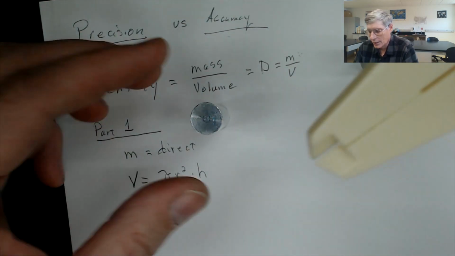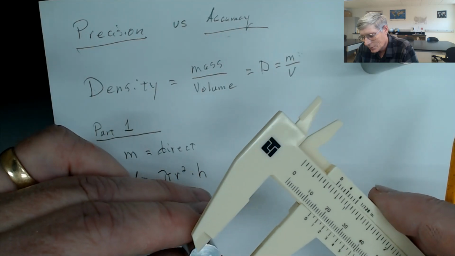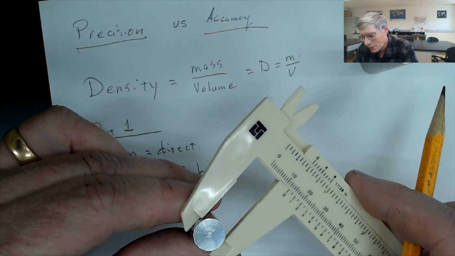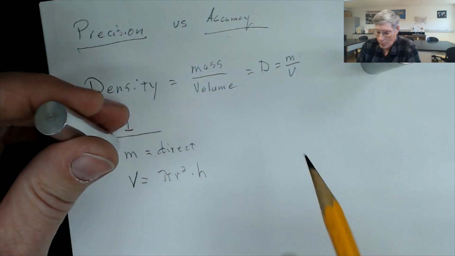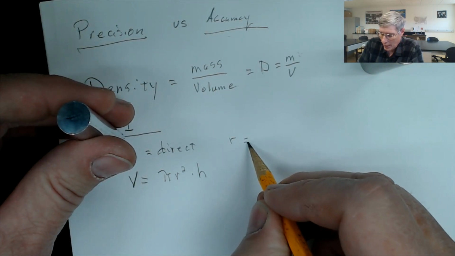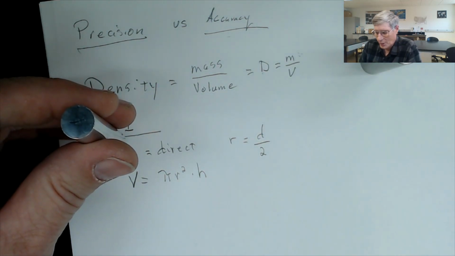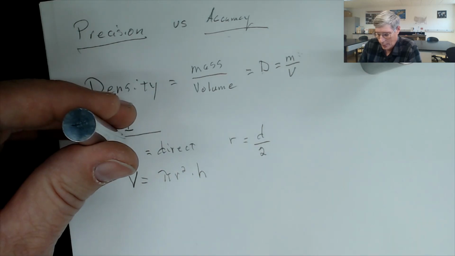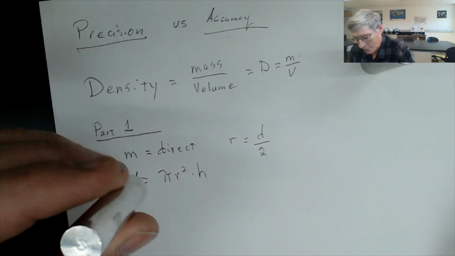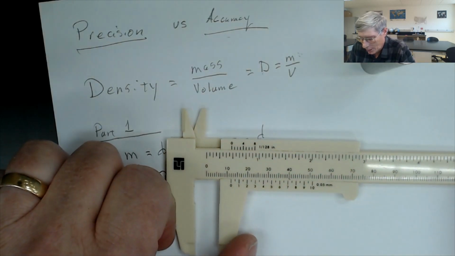Now, trying to measure a radius is next to impossible, but measuring the diameter is much easier. So we just need to remember that radius and diameter are related by the radius being exactly half of the diameter. Okay, so to make a measurement using a caliper has 2 parts.